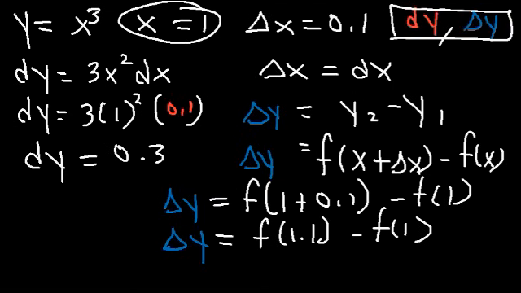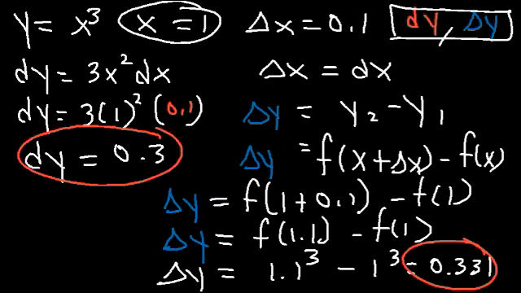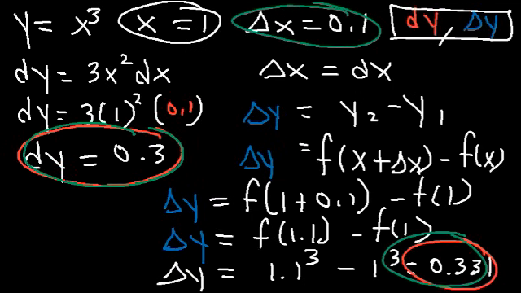So what is f of 1.1? This is going to be 1.1 to the third power minus 1 to the third. 1.1 raised to the third power is about 1.331 minus 1. This is going to be 0.331. So as you can see, delta y, which is 0.331, is very close to dy. The reason being is the change in x is very small. If the change in x was larger, these two won't be so close.